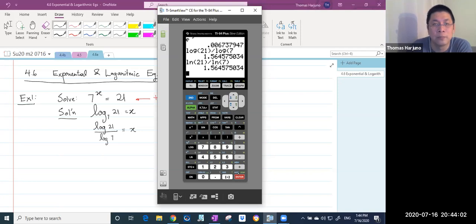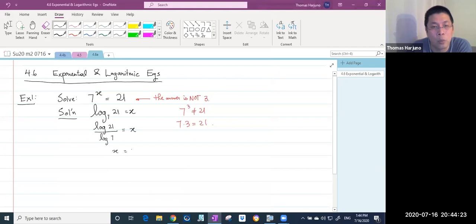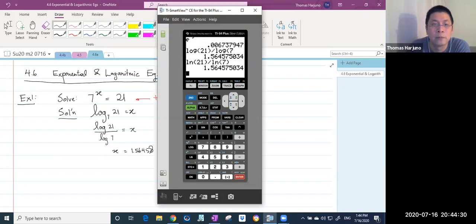Okay, you see they're the same. So both of them logs or both of them natural logs. You cannot use one of them common log and the other natural log. Both of them base 10 or both of them base e. And again that would be 1.56458. So x equals 1.56458, when we round to 5 decimal places.